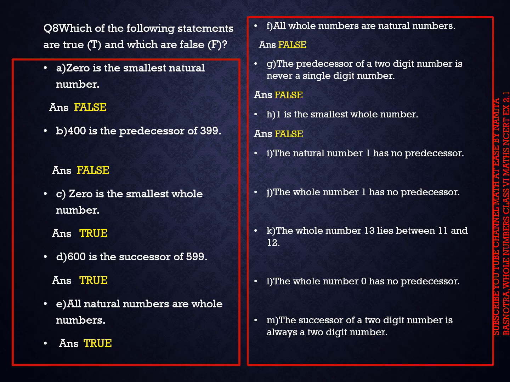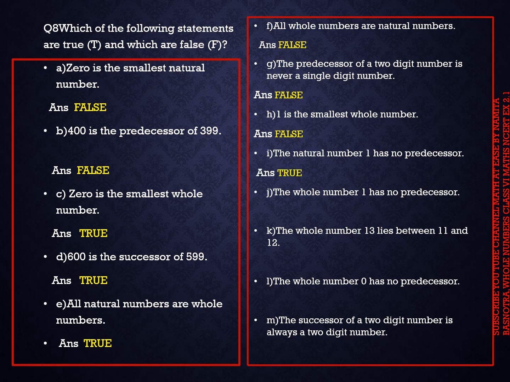I: the natural number 1 has no predecessor. Does 1 have a predecessor or not? Now you have to be very careful here about whether the question is talking about a natural number or a whole number. In this they are asking about a natural number, and natural number counting begins with 1. So this statement is true.